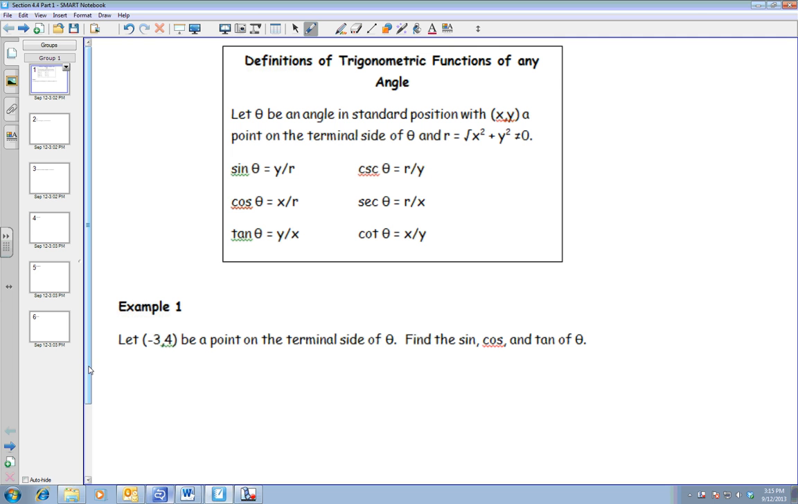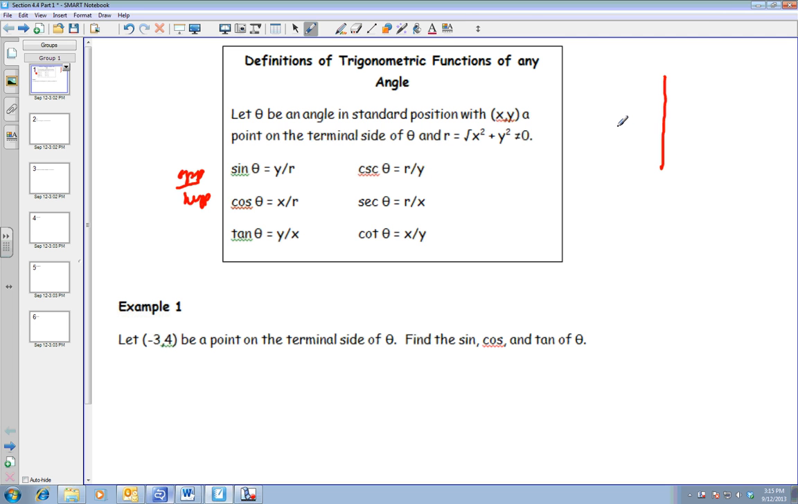And so far we know that sine theta is opposite over hypotenuse. Or we also learned that it is our y value. Okay, but let's think about this.